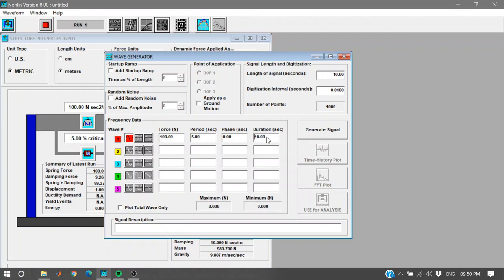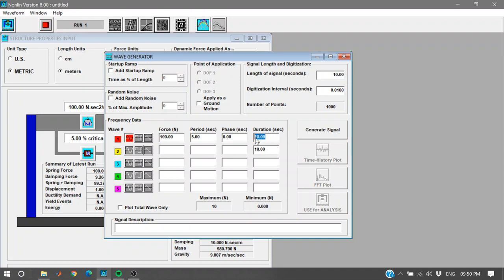The thing is, if we look at this option, length of signal, this is the maximum output or the maximum time period for which we can analyze. If I put this value as 10, the maximum forcing function I can have is 10. Even if I try to put anything greater than 10, let's say 11 here, it won't take it, it won't consider it.